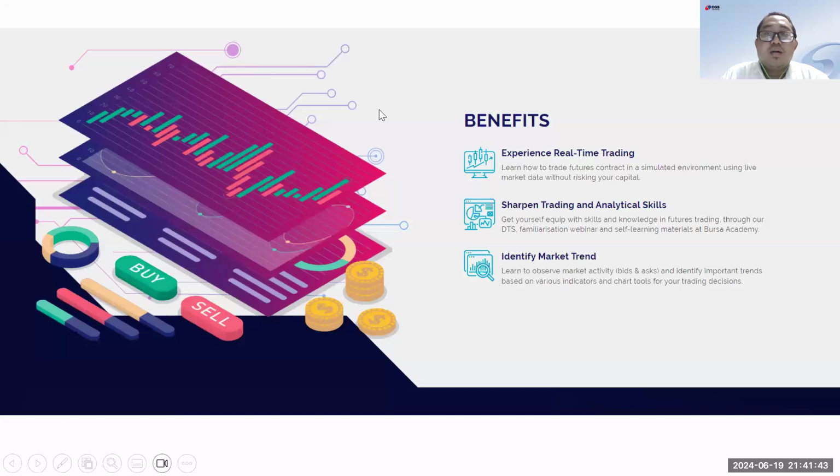So these are three of the benefits that you guys can get for joining the VTC. First, all of you can experience real-time trading. Secondly, you can sharpen your trading and analytical skills. And lastly, you can identify the market trend using the real-time trading that has been offered.